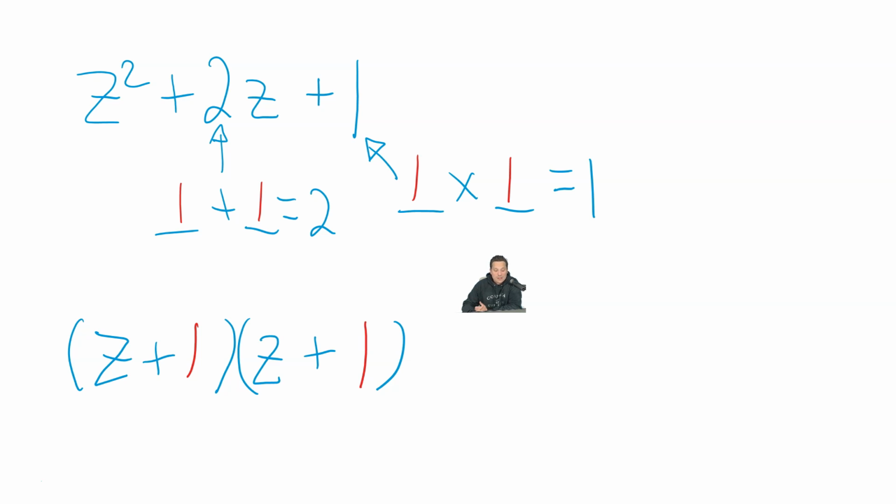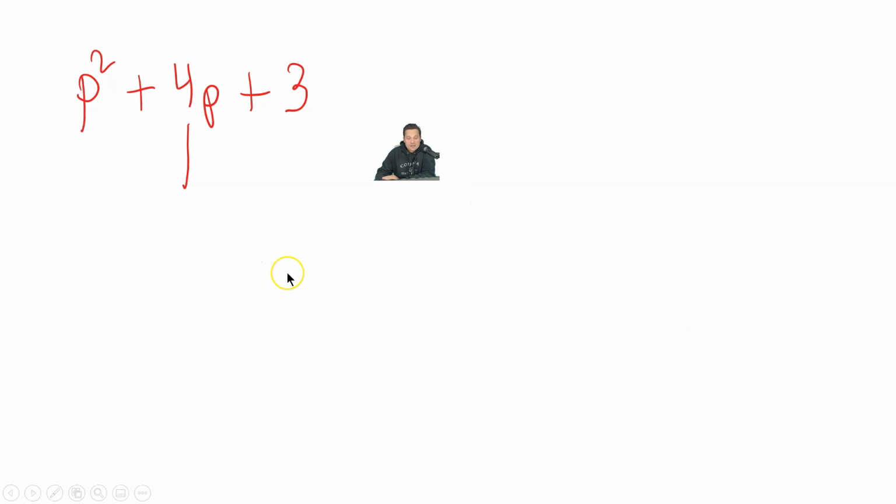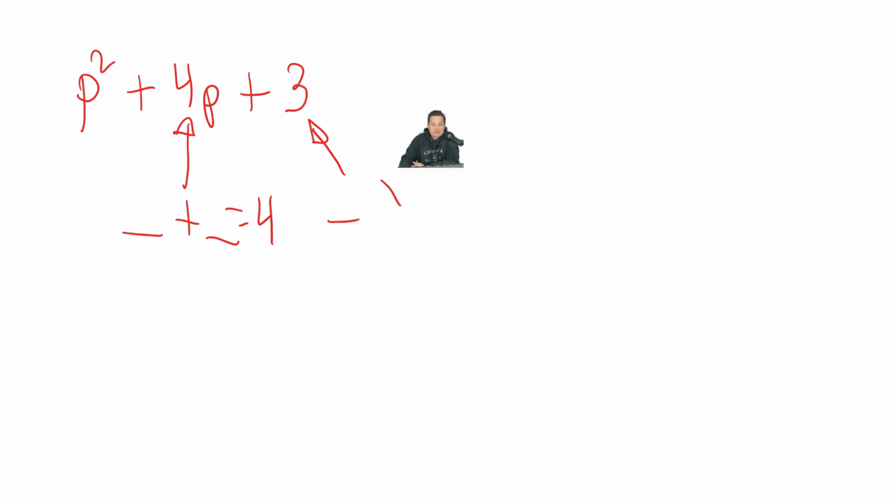Let's do another example. I'll gradually increase the difficulty to bigger numbers. So imagine now I have p squared plus 4p plus 3. So I apply the same thinking as in the previous example. Specifically, I need two numbers so that they add up to 4. So a number plus another number equals 4. That's the coefficient on the middle term. And the same two numbers multiplied together have to give me a value of positive 3.